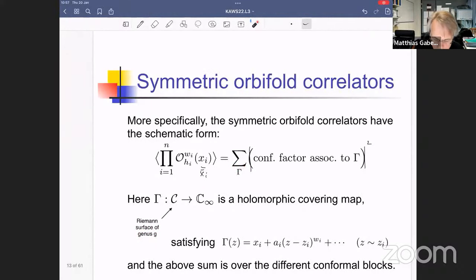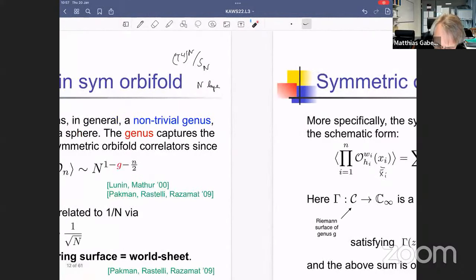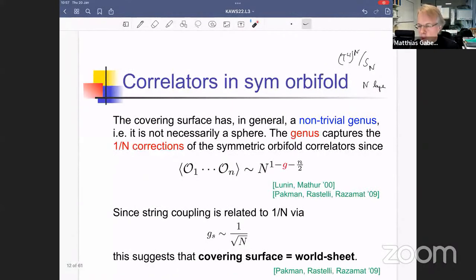And the picture is that the different contributions will have different 1 over n dependencies. And therefore, we would expect them to come from worldsheets of different genus, because via this dictionary, that's what would reproduce correctly the 1 over n dependence.